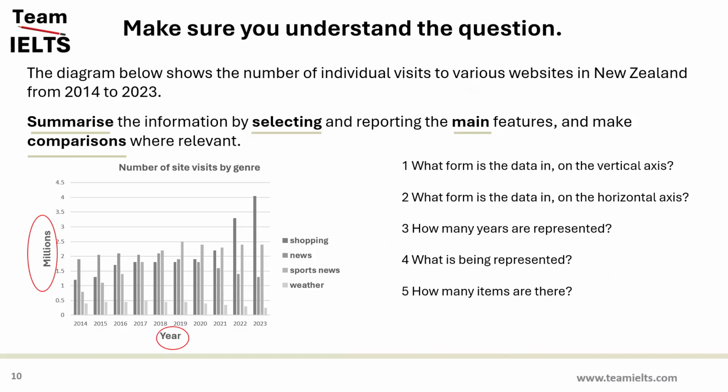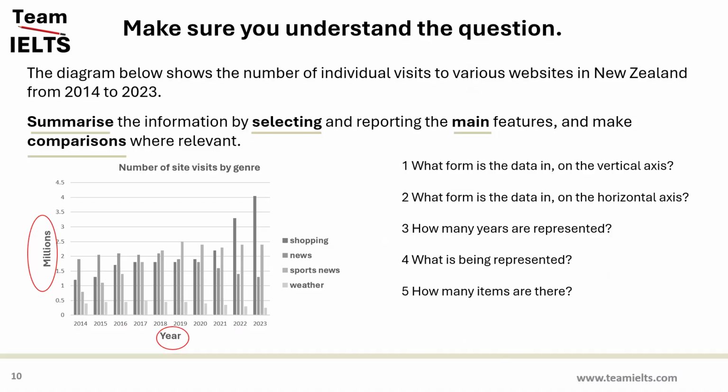And this is a bit of a trick question. How many years are represented? It's 10 years, not 9. Sometimes people look at a diagram like this and they see 2014 and 2023 and they think that's 9 years. That's just over a 10-year period. So do check you get that right.